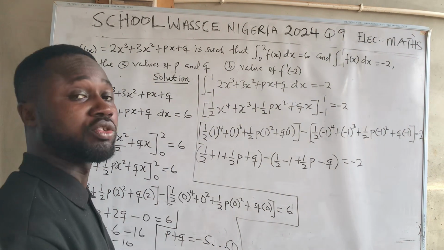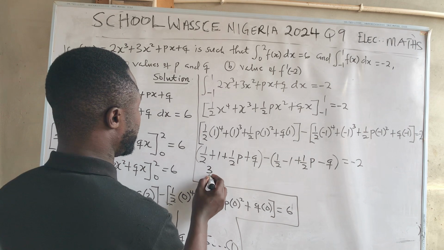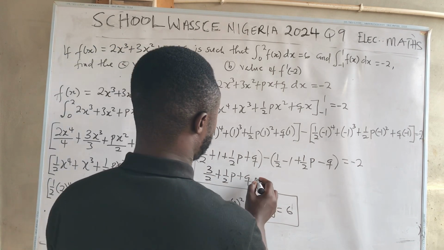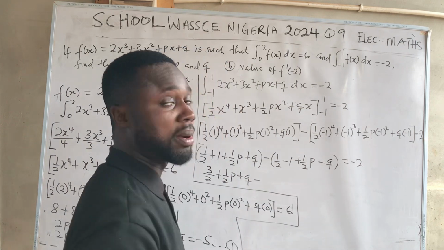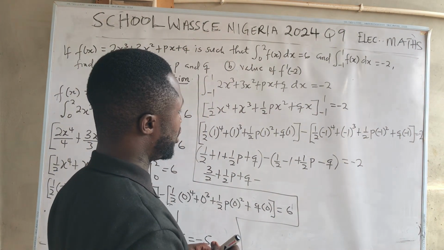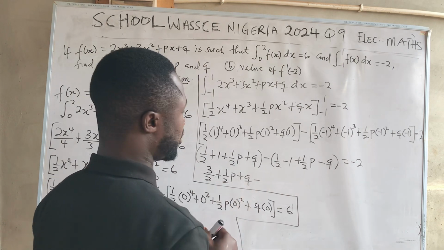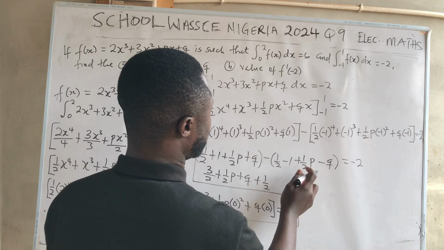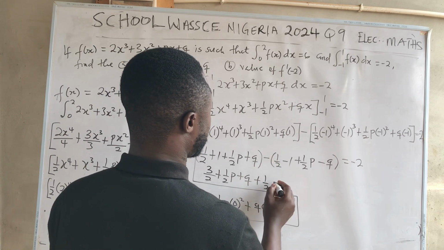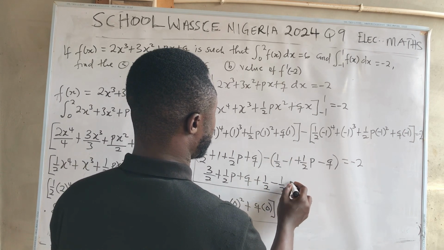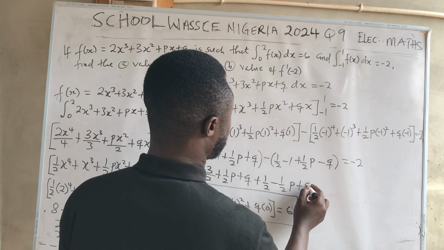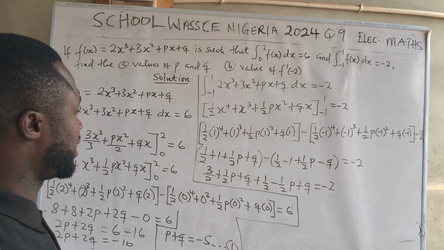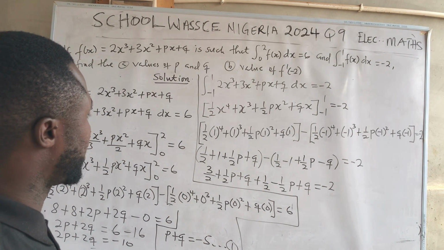We have 1 over 2 plus 1. I think that will give us 3 over 2, plus 1 over 2p, plus q, minus 1 over 2 minus 1, is minus 3 over 2. All right, so 1 minus 1 over 2 gives us plus 1 over 2. And then this one gives us minus 1 over 2p minus 1 over 2p. Then minus 1 will give us plus what? q, equal to negative 2. Okay, so this is what we are getting.